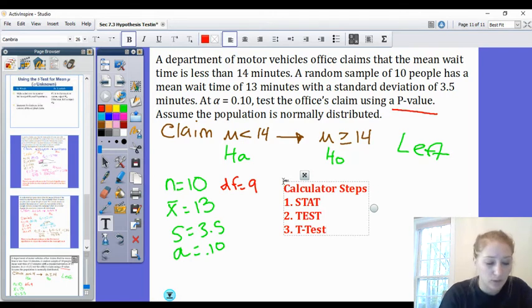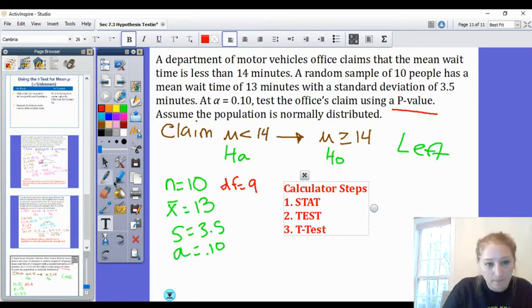So in this case, it's 14. Your X bar is 13, standard deviation 3.5, your N is 10, and then you need to make sure you select the appropriate thing that you're solving for. Are you trying to test if it's not equal to, if it's less than, or if it's greater than? Once you click calculate at the very bottom, it'll give you the t value and your p value, and that's what we care about for this one.